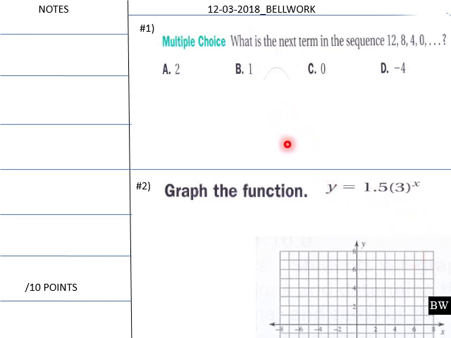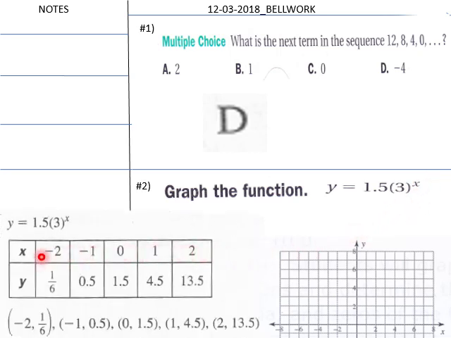Okay, everybody, welcome back for today's solutions for today's bell work. So for up here, it would be D. Up here would be -4. We're subtracting 4 from each of the previous terms, so it would be -4 for our next term here. And then down here, graph the function y equals 1.5 times 3 to the x power. That is your table for this function here, y equals 1.5 times 3 to the x power. So here is our function.